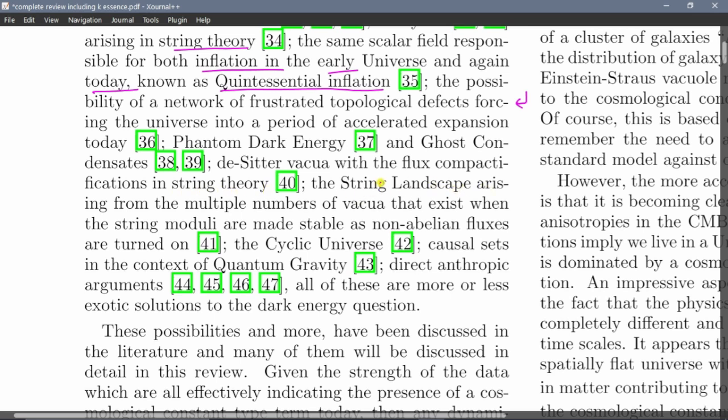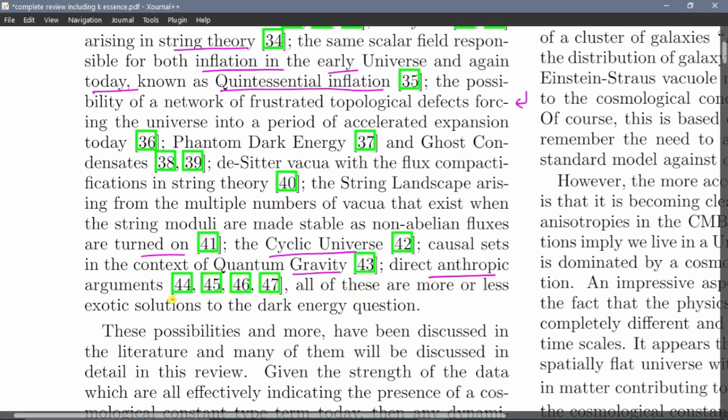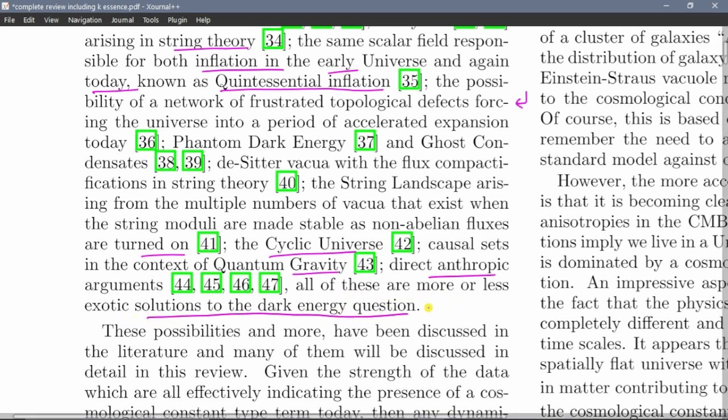The string landscape arising from multiple number of vacua that exist when the string moduli are made stable as non-abelian fluxes are turned on. The cyclic universe, causal sets in the context of quantum gravity, direct anthropic arguments, all of these are more or less exotic solutions to dark energy question.